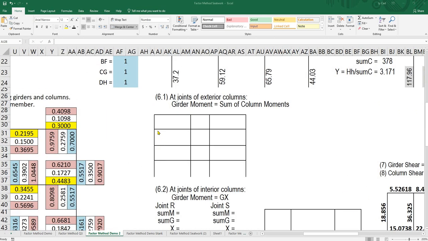Hello class. So we are now at part 6.1 and 6.2, wherein 6 is the column moments. 6.1 is about exterior columns, and 6.2 is about interior columns. So unahin natin yung exterior columns. The idea here is summation moment at the joint, let's say for this joint, is equal to 0.